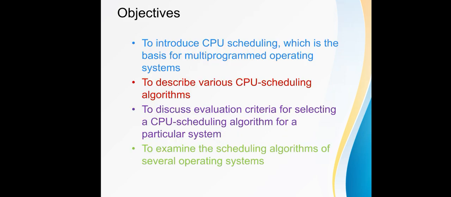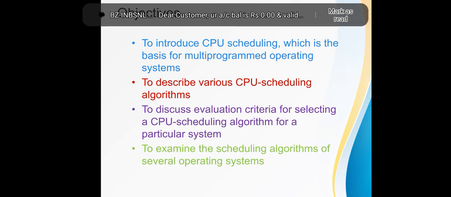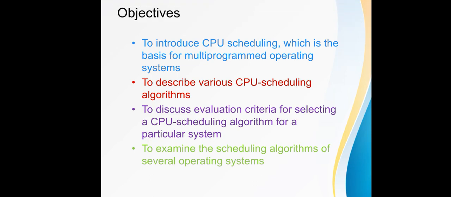Okay, so there are some objectives of this chapter. First is to introduce CPU scheduling, which is the basis of a multi-programming operating system. Second is to describe various CPU scheduling algorithms. Third, to discuss the evaluation criteria for selecting a CPU scheduling algorithm for a particular system. And last is to examine the scheduling algorithms of various operating systems.